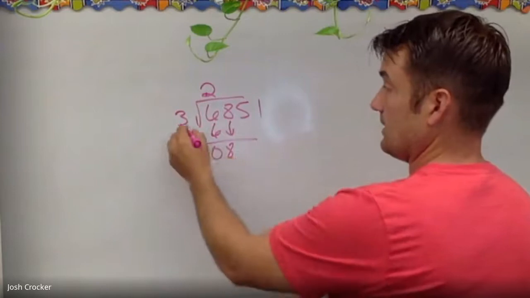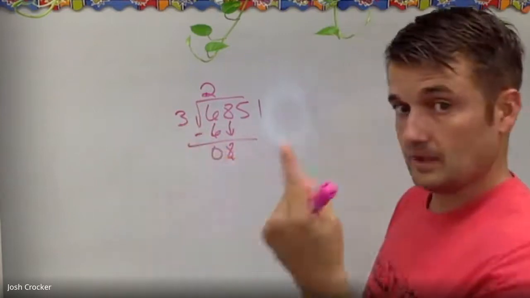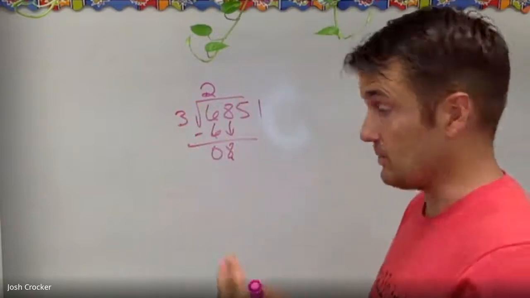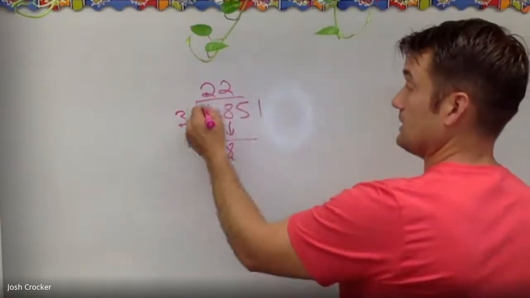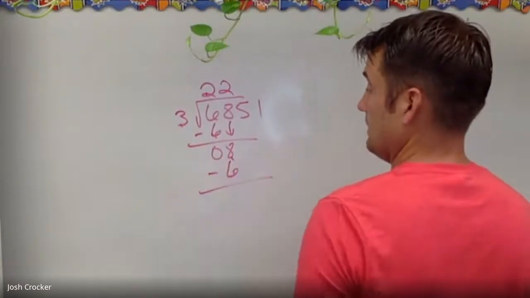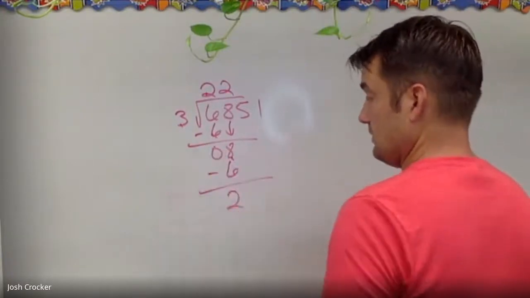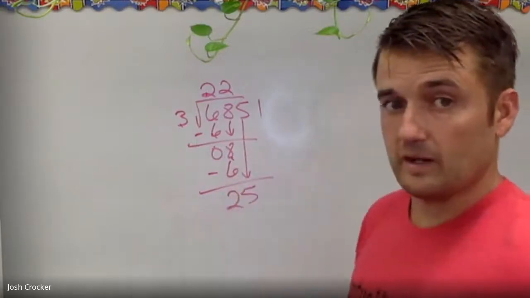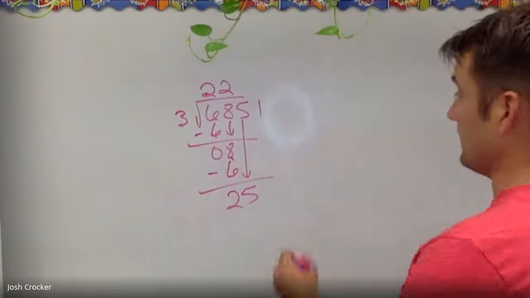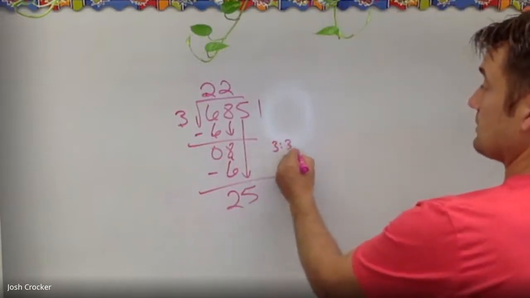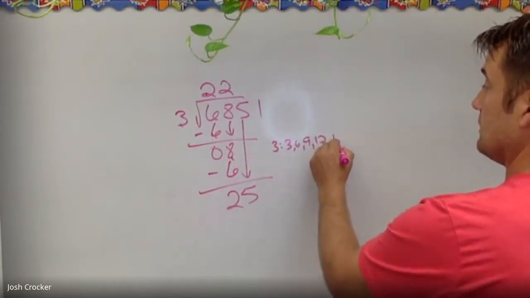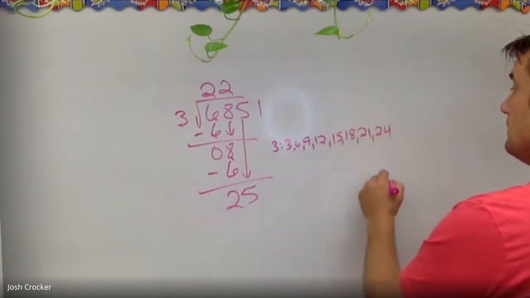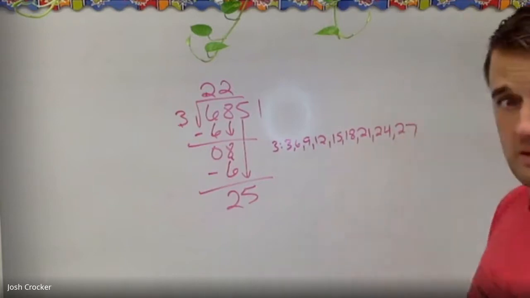Bring down the 8. How many times will 3 go into 8? 3, 6, 9. That's over. Go back to 6. 3 times 2 again. 3 times 2 is 6. I get 2. Bring down. Now 3 into 25. Now I've got to go a little bit harder facts, right? So it's going to be counting by 3s. 3, 6, 9, 12, 15, 18, 21, 24, and then 27.